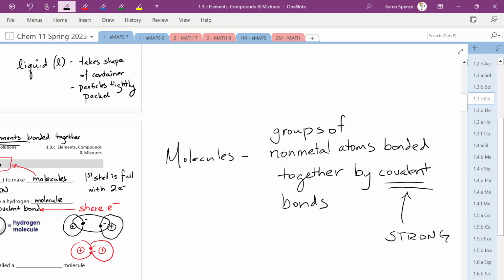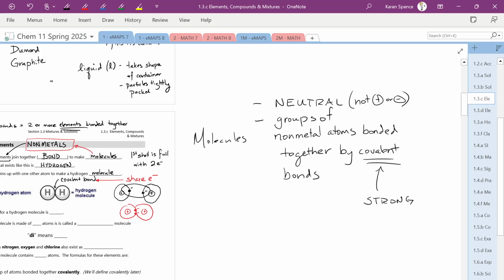And the other thing we need to add is that molecules are also neutral. What do I mean by neutral? They are not positive, they are not negative. They have a 0 overall charge. I'm actually going to get rid of that. I'm going to put that there. Groups of nonmetal atoms. They are not positive or negative. Yeah. Okay. They're stable.